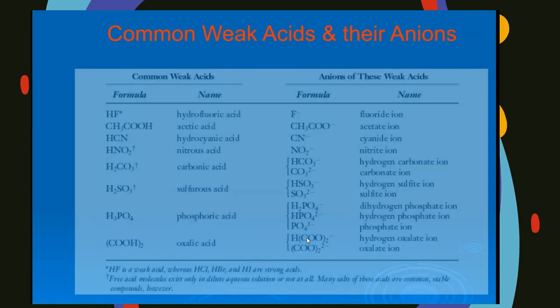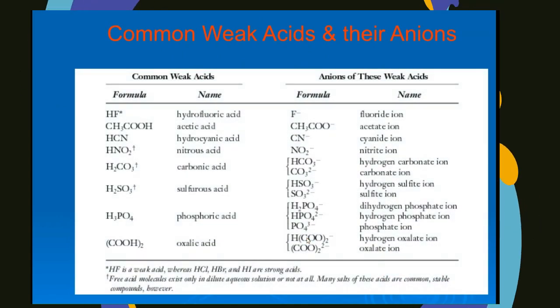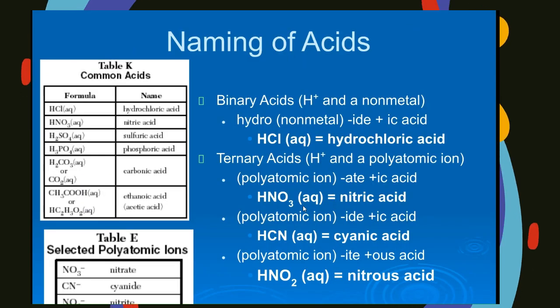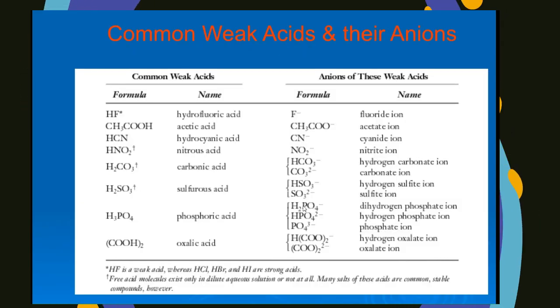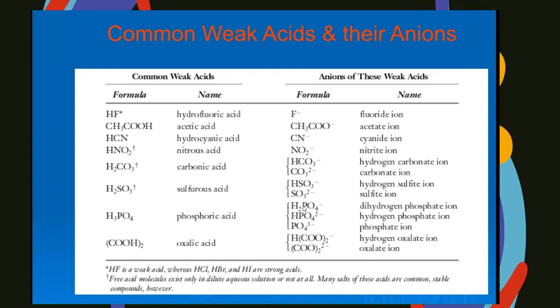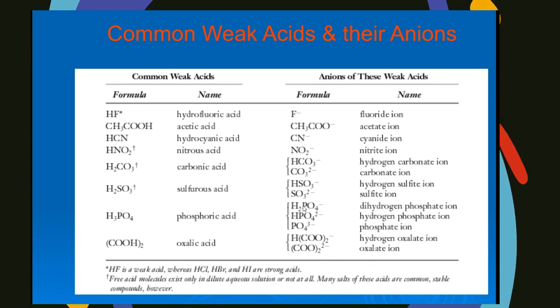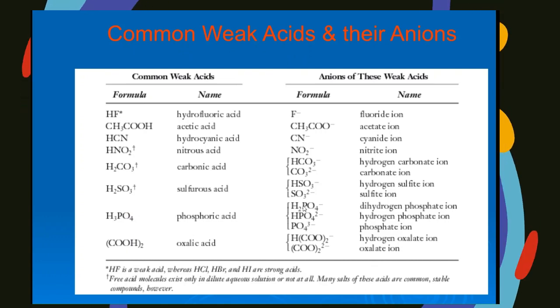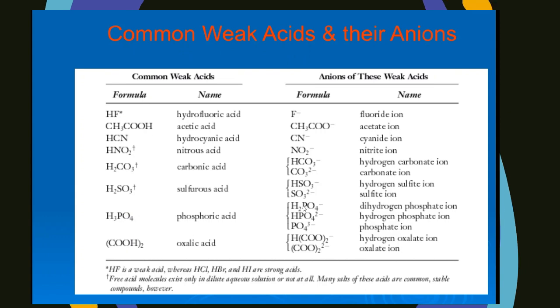Now, common weak acids and their anions. Again, HF is a weak acid, whereas HCl, HBr and HI are strong acids. From HF, hydrofluoric acid, we get F minus, the fluoride ion. Then acetic acid gives CH3COO minus, the acetate ion.